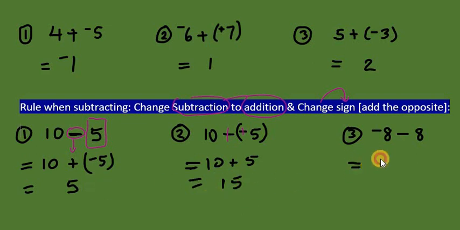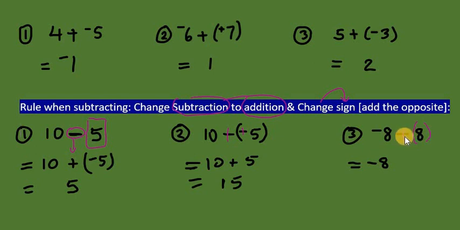Okay, let's look at the next one. Negative 8 minus 8. Again, remember, when we are subtracting, what do we do? Change subtraction to addition. So what are we subtracting? From negative 8, we are subtracting 8. So we write the first number, negative 8, and this subtraction we're going to change to addition.